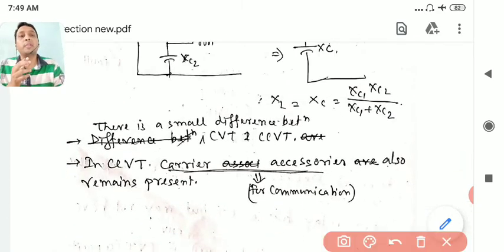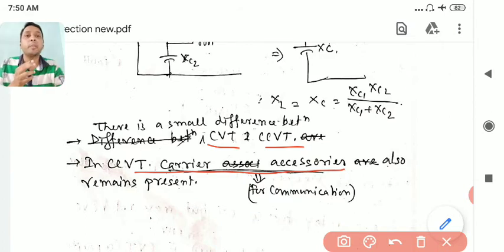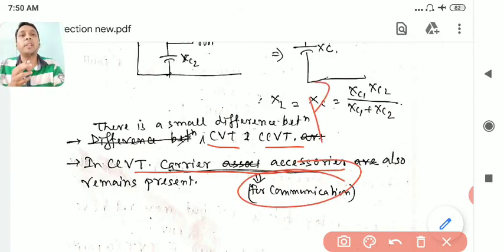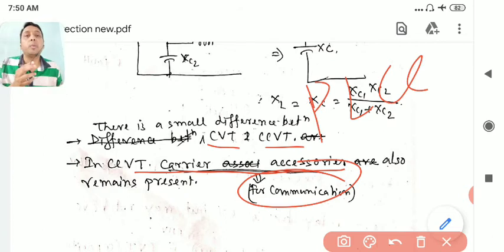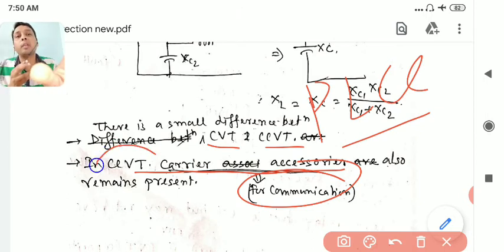So what is the difference between CVT and CCVT? A slight difference, that is, in CCVT we use carrier series for communication purpose. You can remember PLCC if you have studied. PLCC, power line carrier communication, there are wave traps through which we send some communication signal to have communication between two substations, that is known as power line carrier communication. So that the substations have a hot link between them. So this communication signal is used in CVT. If it is used, then the name is changed to CCVT.